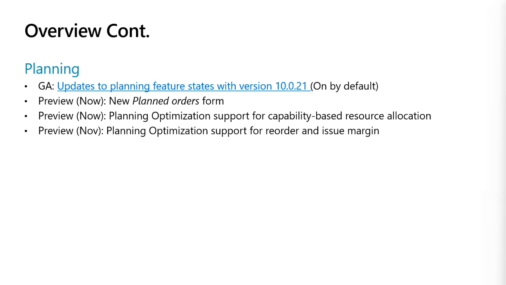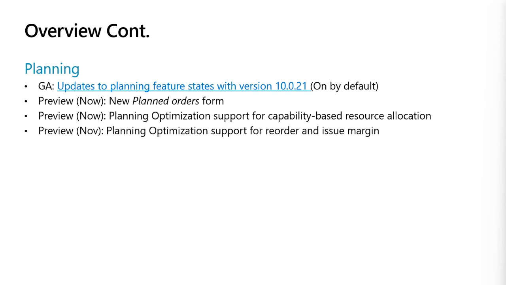There is a new planned orders form that I wanted to point out here. It's still in preview as of 10.0.21. But if you work a lot with the planned orders form, you may know that it can be slow at times. The form takes a while to load. So it's been redesigned for performance, to alleviate some of those problems loading in the original planned orders form that we had. So go ahead and, if this is a form that you work with a lot, test it once you upgrade to 10.0.21, and you should see a performance improvement there.